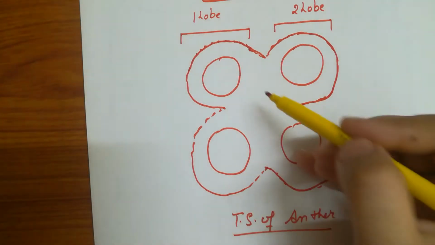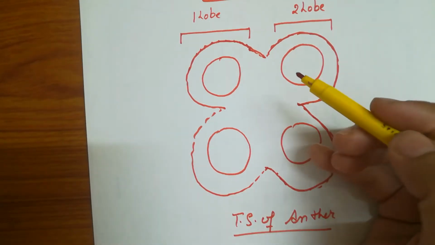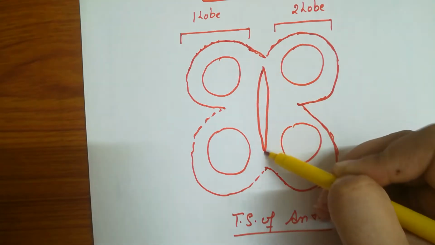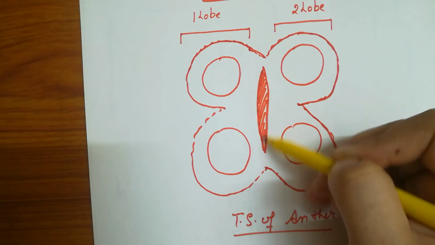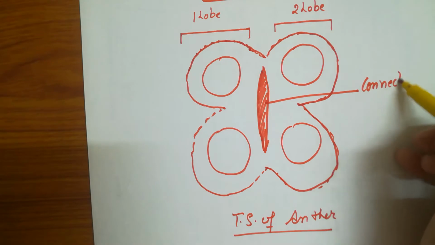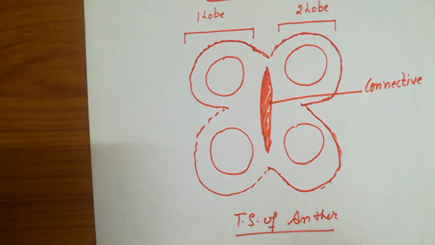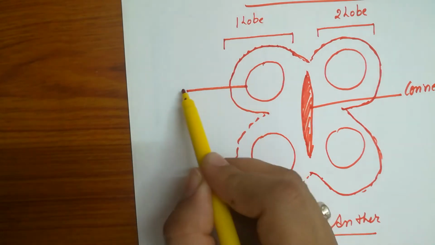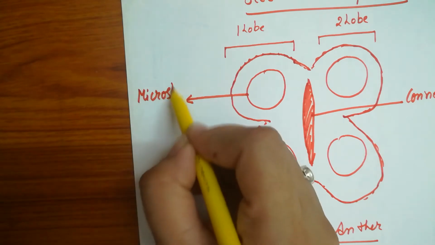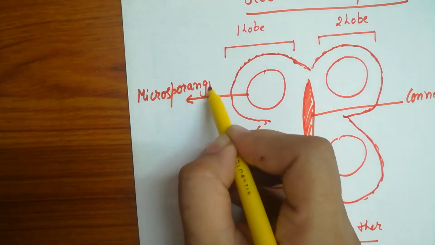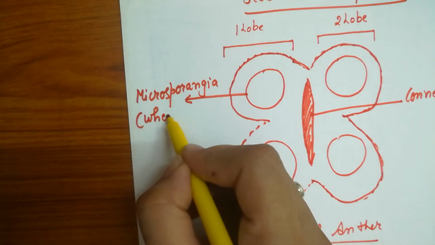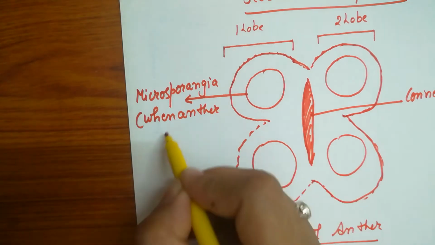Now, there is a strip of sterile tissue, as we discussed. What is the sterile tissue present in the anther? This is the connective tissue, which does not play a role in reproduction. And what is this portion called? It is given the name microsporangia. This one pollen sac is known as microsporangia when your anther is young.